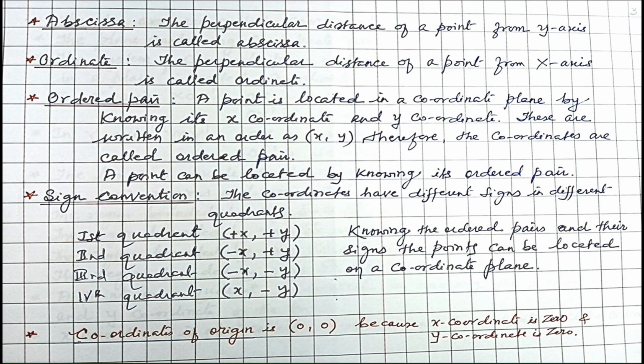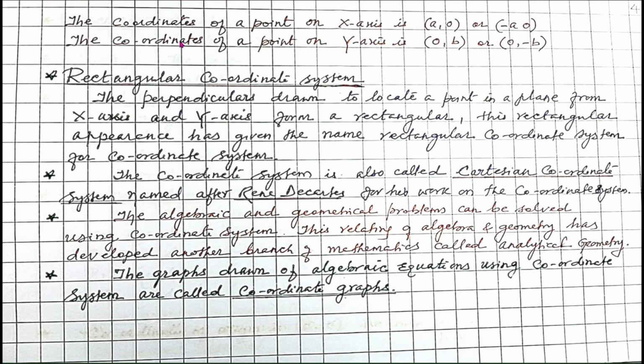Now the coordinates of the origin are x is 0 and y is also 0. So please remember that. Now coming to the next point, very important: the coordinates of a point on the x-axis are (a, 0), because it gives us only the value of x and not y. Y is 0 there. And it can also be (minus a, 0), because to the left of the origin we have negative values of x, therefore it is minus a, and y is 0 as it is.